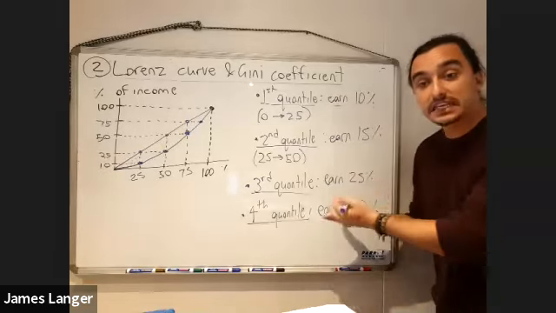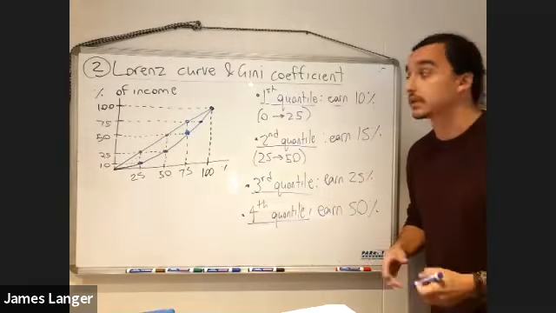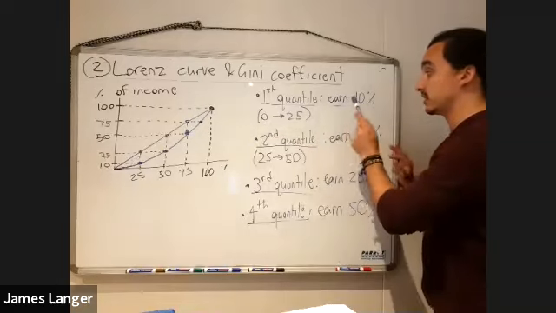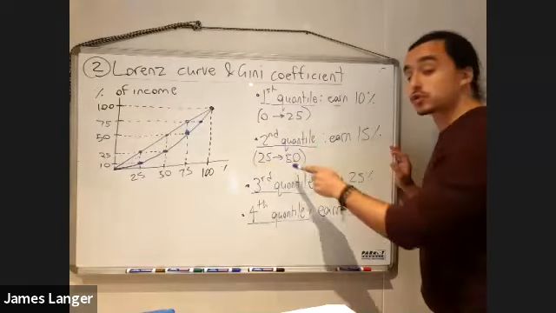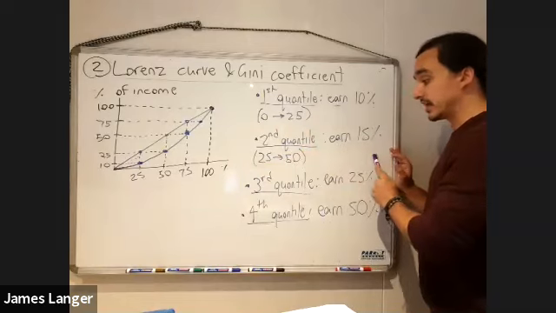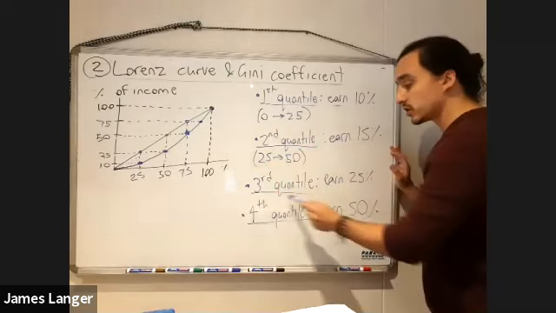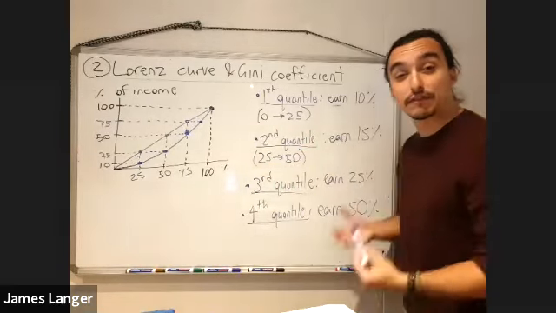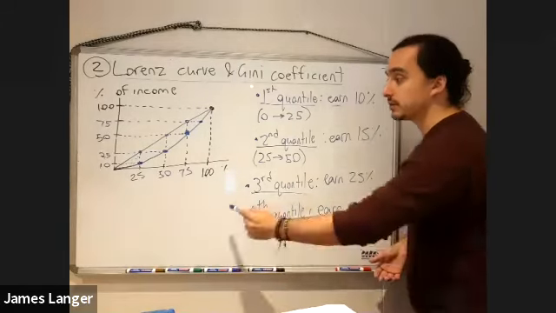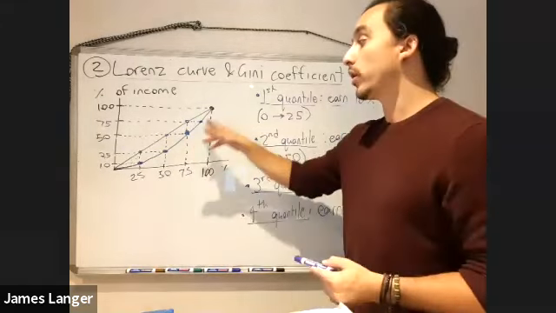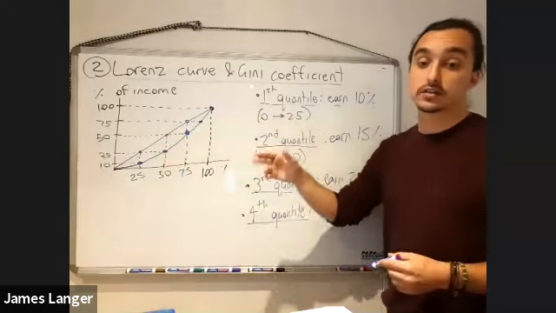And thus we can see now that we have economic inequality. The bottom 25% earn 10%. The next 25% earn 15%. The next quarter of the economy earns 25%, and the final quarter earns 50%. So that is how we're going to read the Lorenz curve.